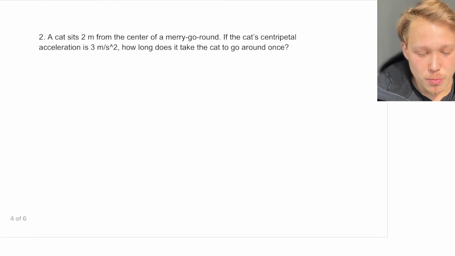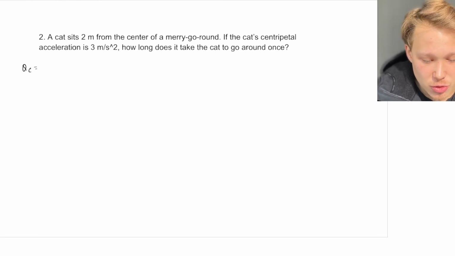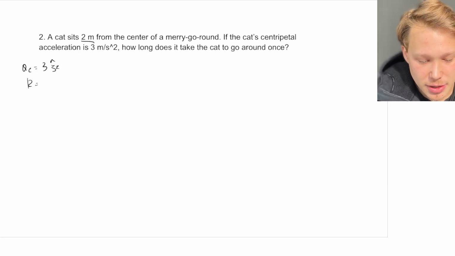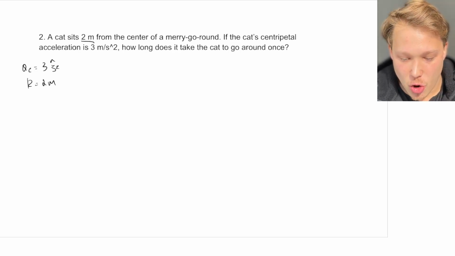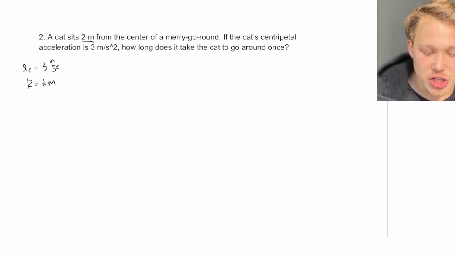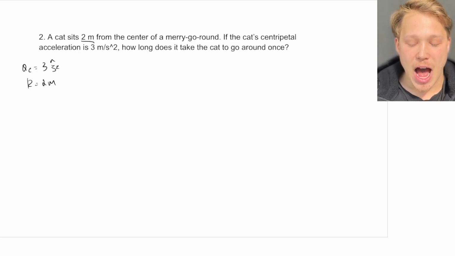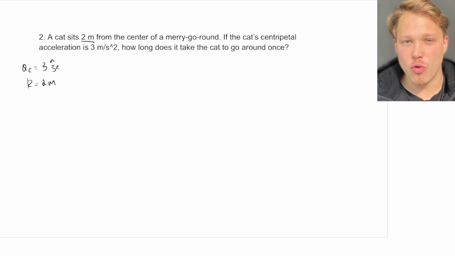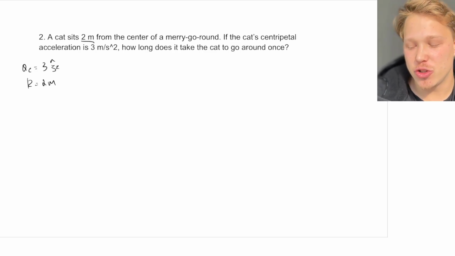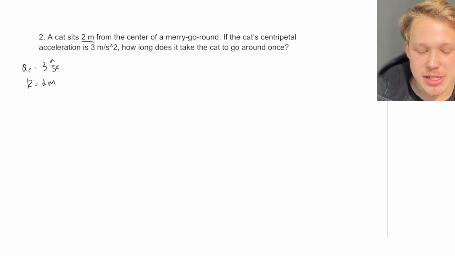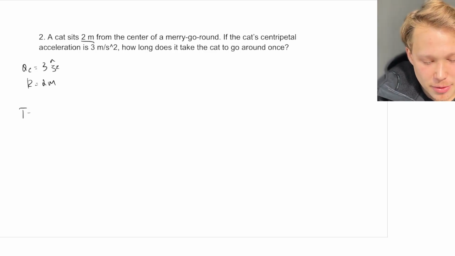In this problem, you'll be given the centripetal acceleration of 3 meters per second squared, and you'll be given the radius. A cat sits 2 meters from the center of a merry-go-round. The cat's centripetal acceleration is 3 meters per second squared. How long does it take for it to go around once? So again, you need to understand this phrasing. How long does it take to complete one revolution is what they're asking. So they're asking about the period.